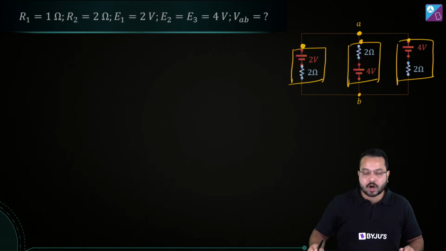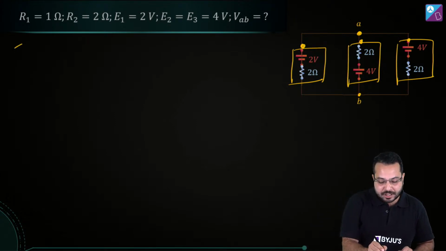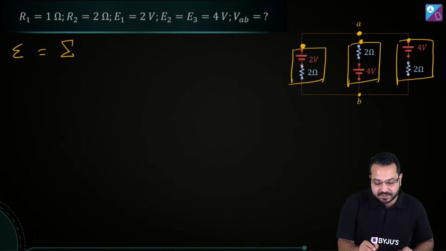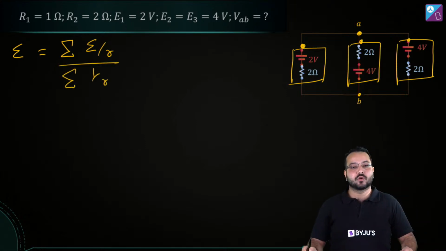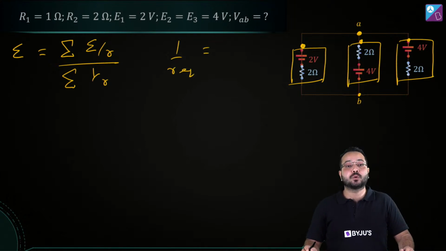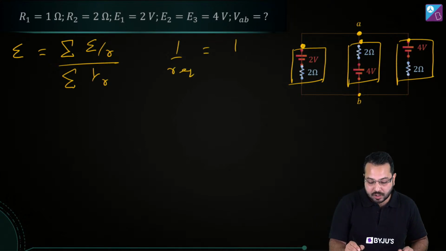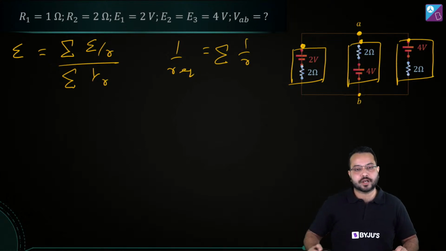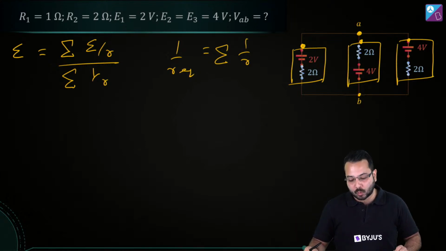Perfect. So how do we go about finding the equivalent EMF? The equivalent EMF is given by, do you remember this? The summation of E by R divided by the summation of 1 by R. Okay, and what is 1 upon R equivalent? The equivalent internal resistance is going to be 1 upon the summation of 1 upon R. Do you recall this? Okay, so that is what we are going to follow over here.